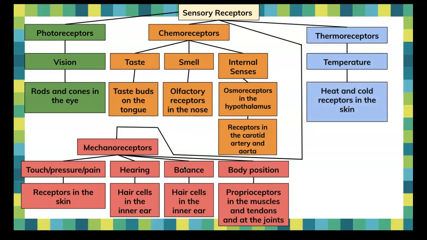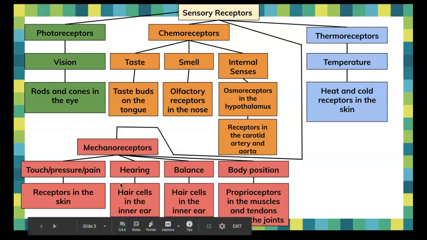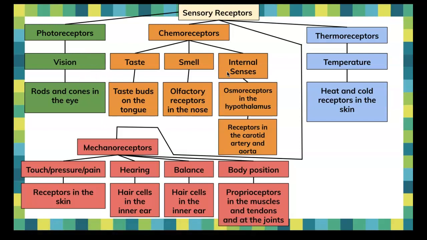So those are the different types of sensory receptors, the things that we can take information in at the very beginning of our reflex arc. We're going to specifically talk a lot about hearing and balance and also vision, but these are all other options of things that we could do for a reflex arc.